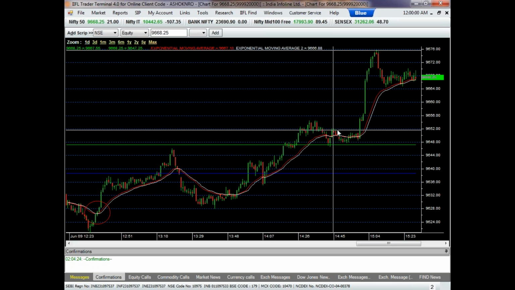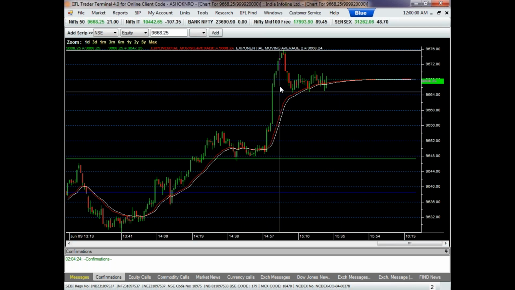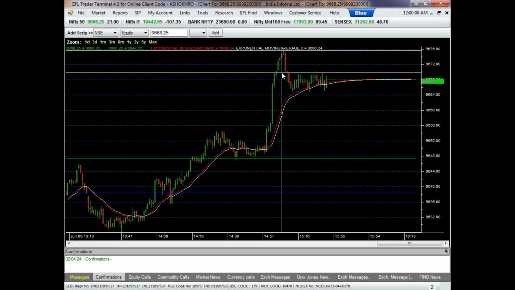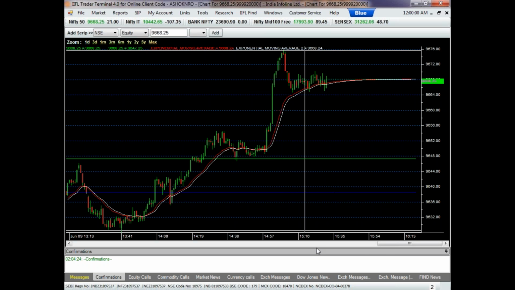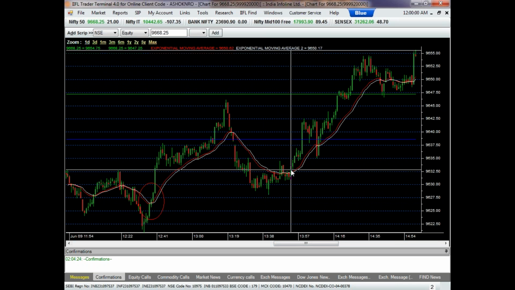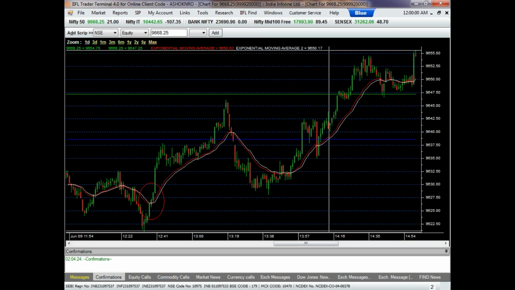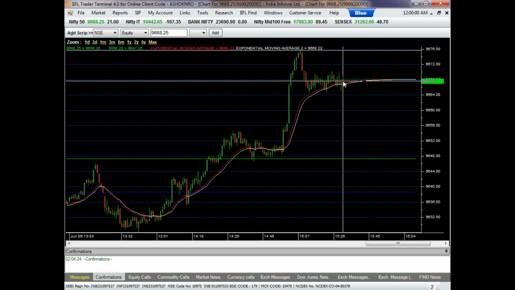There is kind of a cross over here. It went into a sideways zone, and the continuation happened, and afterwards, what is the level it closed at? It closed at 9,668 levels. And when did we see a crossover over here? Around 9,632. From 32 till 68, you have made almost around 36 points, just by following this one indicator.